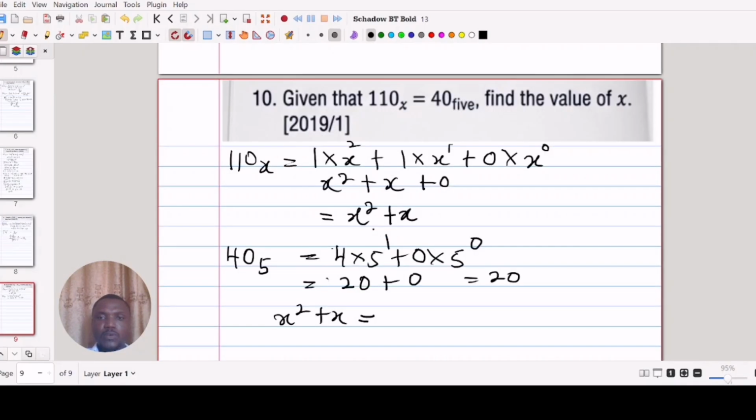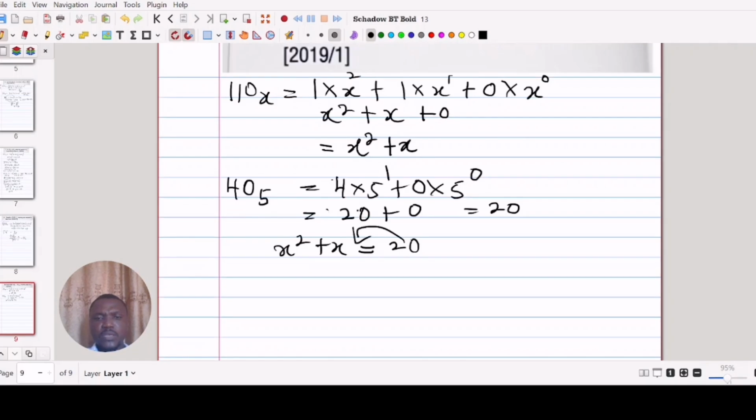x equals, what is 40 base 5? That is 20 in base 10. So you move this to this side. And this will be what? So this will be x squared plus x minus 20 equals 0. You can see that this is already a quadratic equation.